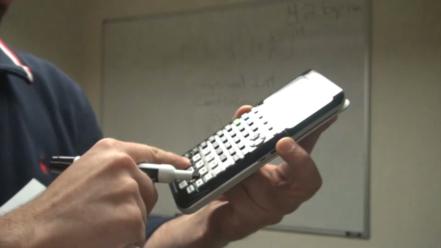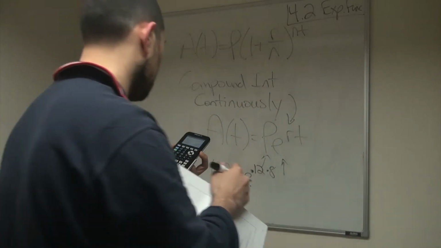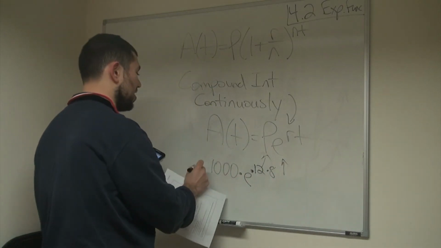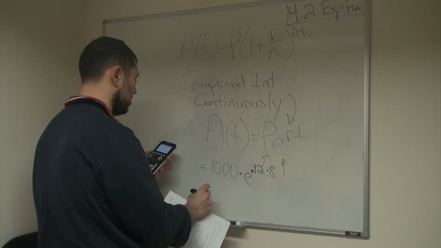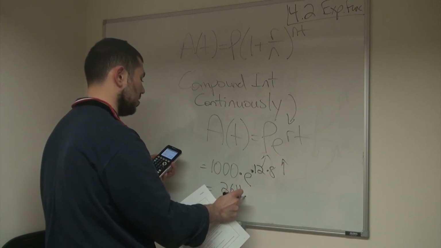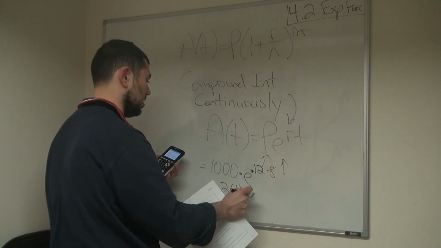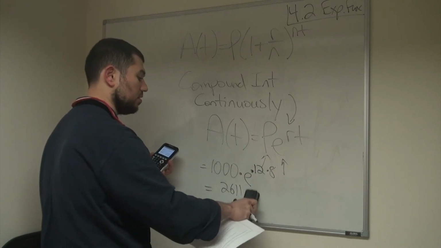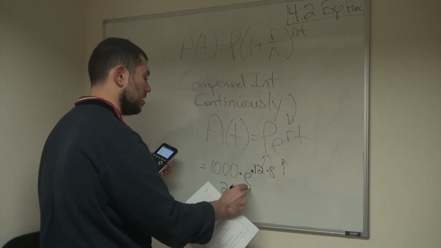I'm going to multiply that by 1,000, and I'll get, after 8 years of compounding continuously, my $1,000 became $2,611 and 69 cents, or 70 cents if we round to the nearest cent.